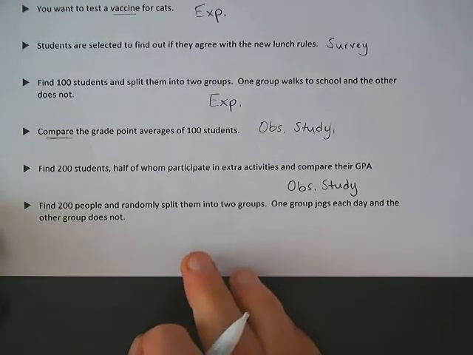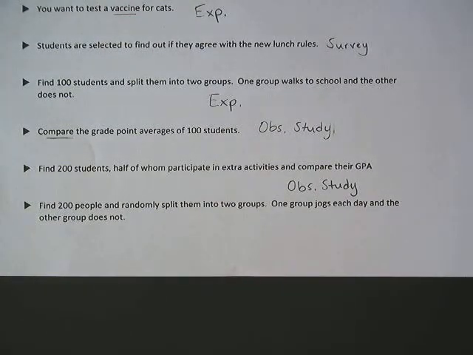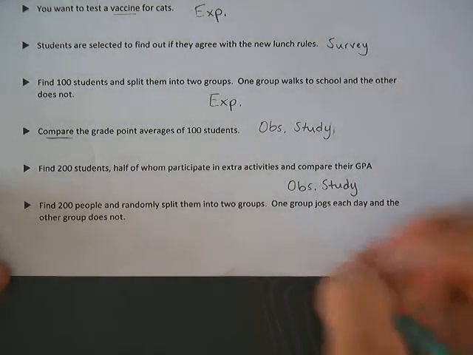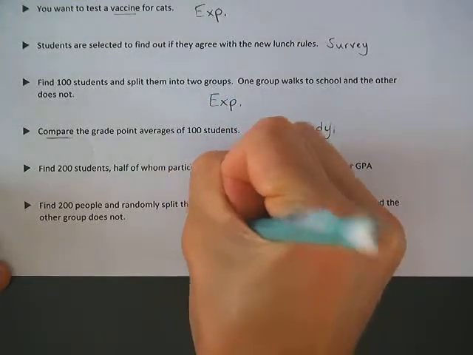And then the last one says find 200 people and randomly split them into 2 groups. One group jogs each day and the other group does not. Well, you're making one group jog and the other one not. So that would be an experiment.